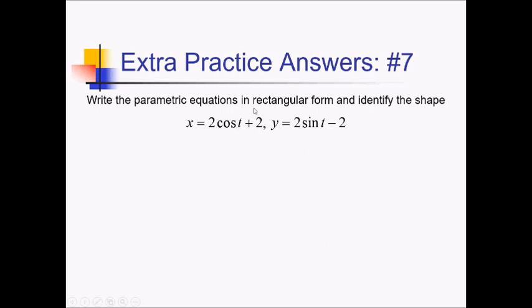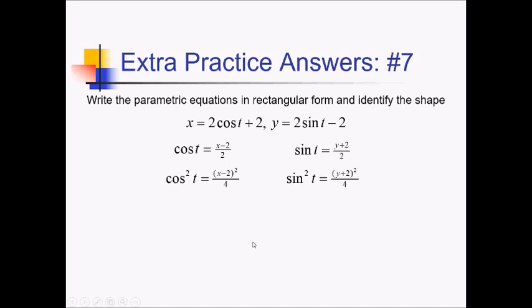On this problem, with all these trig functions involved, I'm just going to try to isolate those and square them so I can use a Pythagorean identity. So for this first one, we've got x minus 2 over 2 equals cosine, and then cosine squared equals (x minus 2) squared over 4. On this one, we have y plus 2 over 2 equals sine of t. So then sine squared equals (y plus 2) squared over 4.